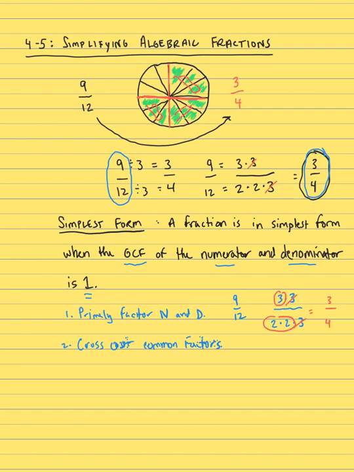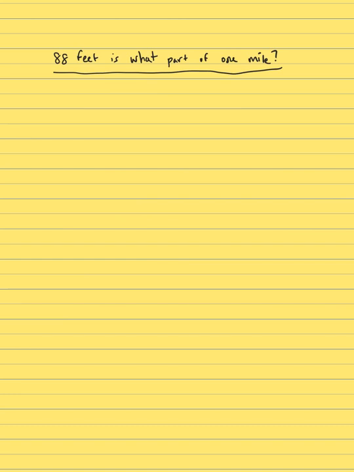Okay? So we can do this with harder ones as well, and we can also do it if there's a word problem. Let me give you an example. So what if the problem said 88 feet is what part of 1 mile? Okay? Well, there's a couple things you need to know to do this problem. The first is that 1 mile is 5,280 feet. You definitely need to know that. And you probably need to know that part here really means fraction.